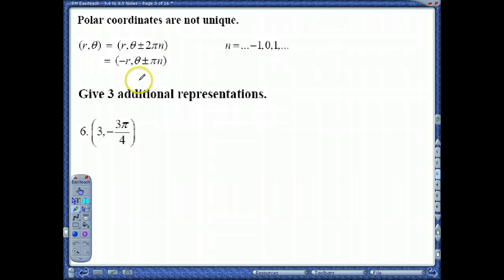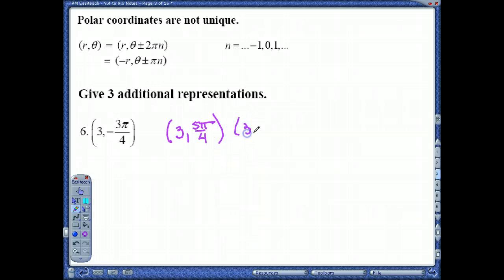It truly doesn't matter what you do if you're asked to give more representations. Normally they will give you a representation and ask you if it's correct or not. So you just have to know that you can either leave r alone and add or subtract 2 pi. So I could have 3 and then 5 pi over 4.